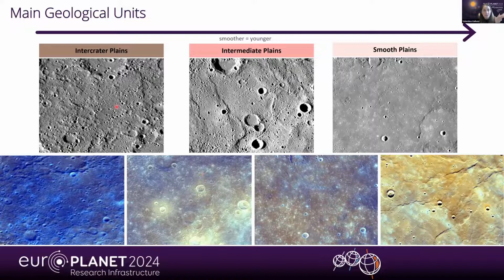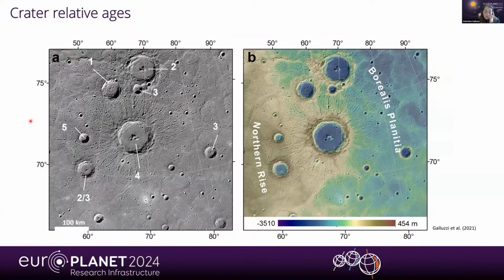Another problem is that the detail we have for morphology is not present for colors, because for morphology we have 166 meters per pixel base maps, while for the colors we have 665 meters per pixel base maps. So they are not so comparable with each other. This is a problem when mapping Mercury. There is always a dilemma on how to choose the right units. The same thing happens for craters.